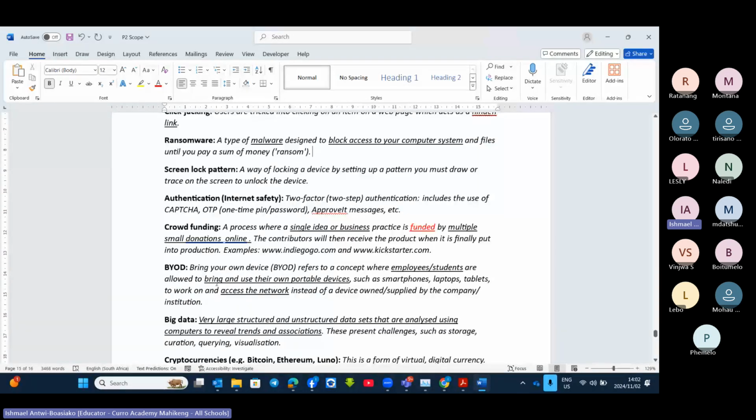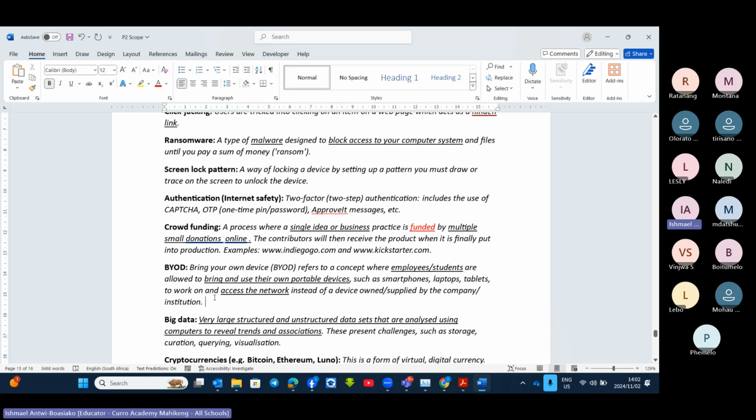terminologies. Then BYOD, bring your own device. Like we said, whereby employees are allowed to bring their own device in order to connect to the network. So these are the keywords that have been underlined. Employees or students or learners bringing their own mobile devices in order to get access to the school's network or the company's network. So that's the definition of BYOD.